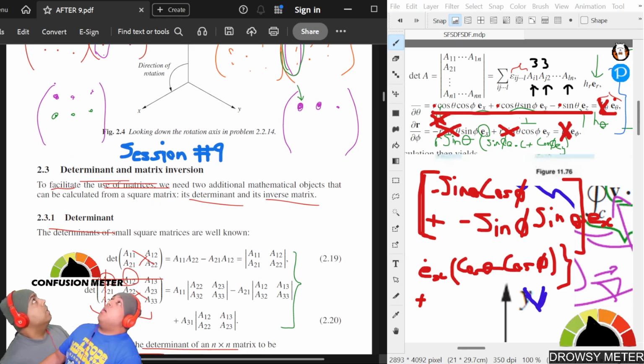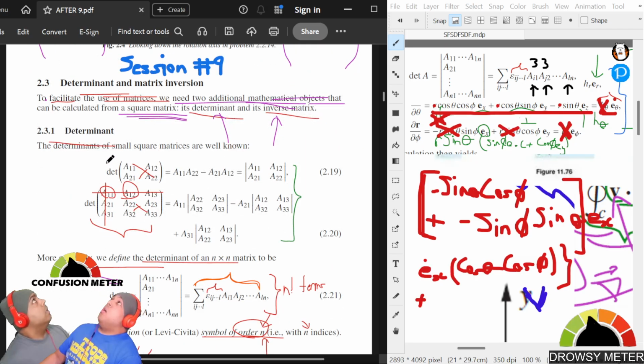Determinant of matrix inversion. To facilitate the use of matrices, we need two additional mathematical objects that you could get from a square matrix, the determinant and the inverse matrix.